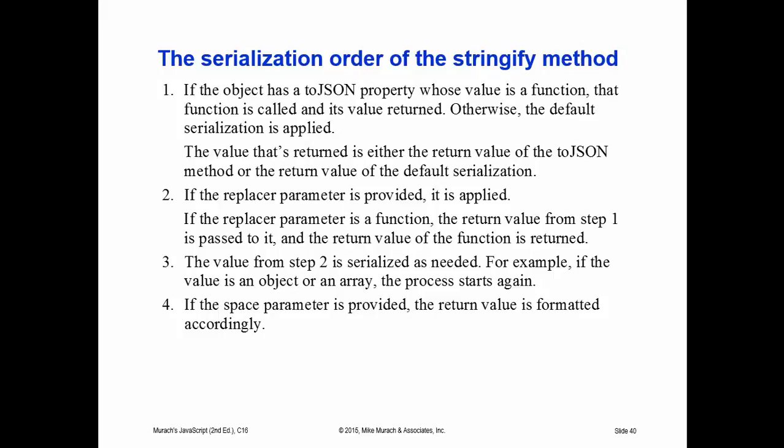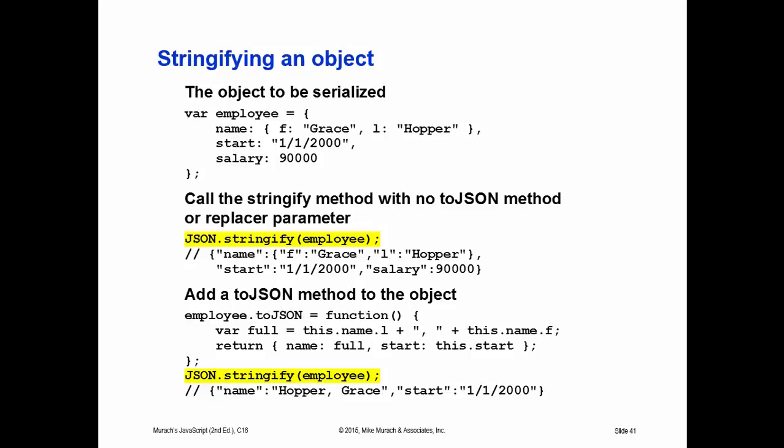Step 2. The stringify method looks for a replacer parameter to apply to the value returned from the first step, which is either the result of the toJSON method or the default serialization. In the third step, the value from the second step is serialized as necessary. All right. So when you look through here, here are some examples.